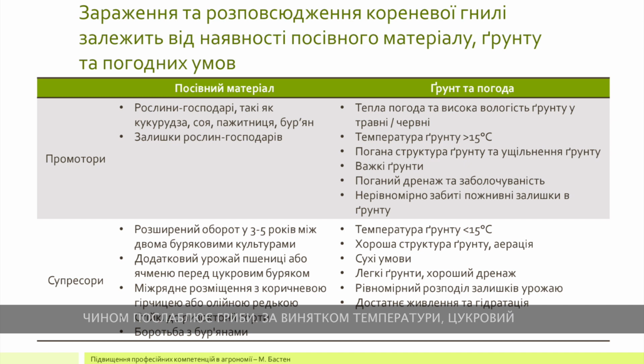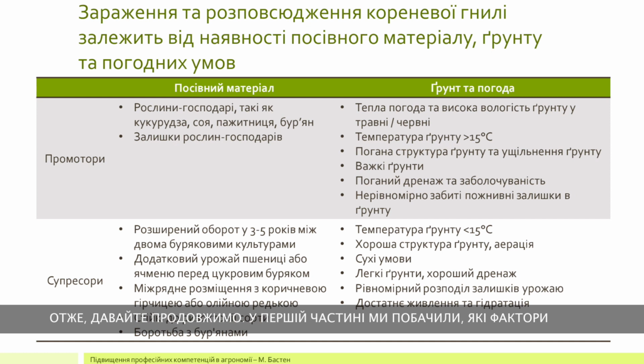Of course, the sugar beet and the fungus both like higher temperatures in the soil to grow. So this is the only thing they have in common, that they grow better with high temperatures. So yeah, then let's continue.